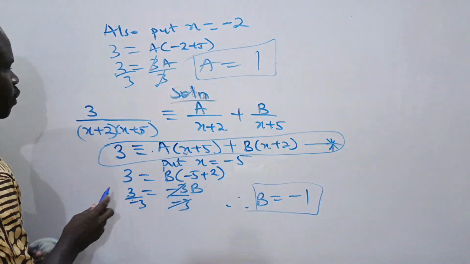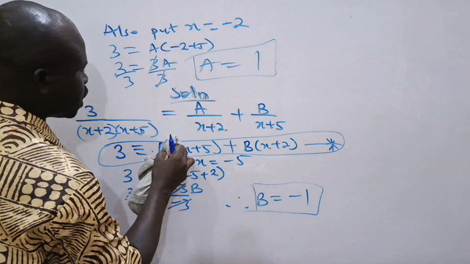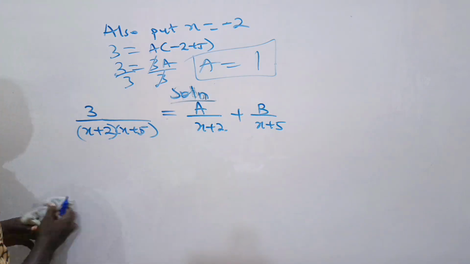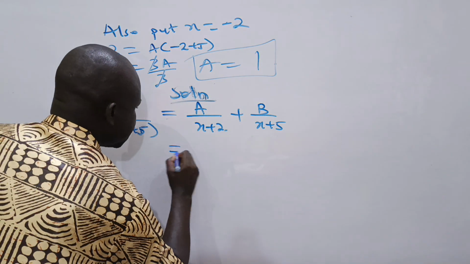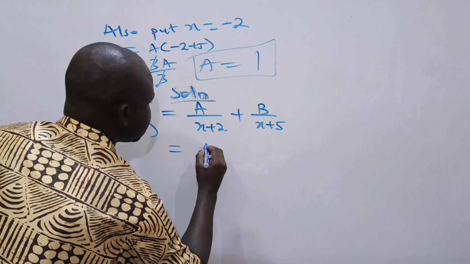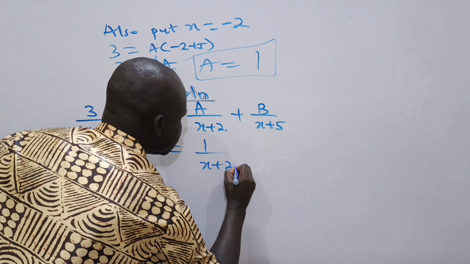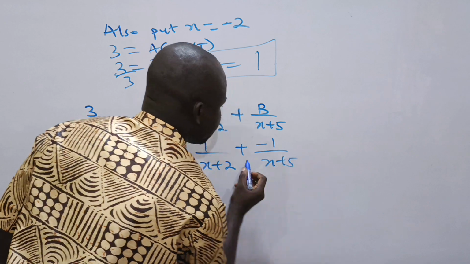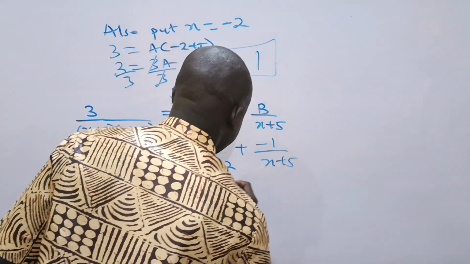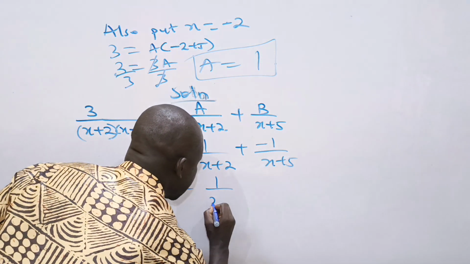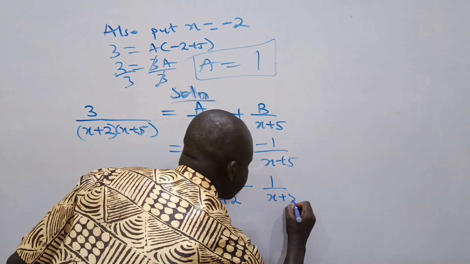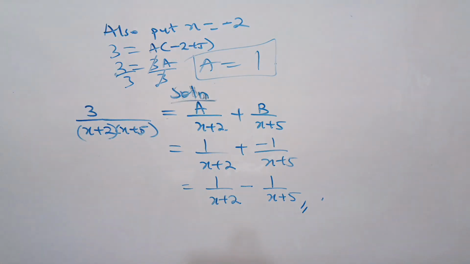We now go back to what we are given and substitute the values. This is the expression, the equivalence at the first point. We substitute. A is 1 all over x plus 2, then plus minus 1 all over x plus 5. Of course, plus times minus will be minus. At the end of the day, everything will be 1 all over x plus 2 minus 1 all over x plus 5. And that will be the partial fractions of this compound fraction.